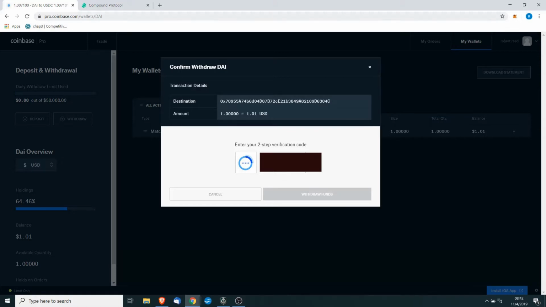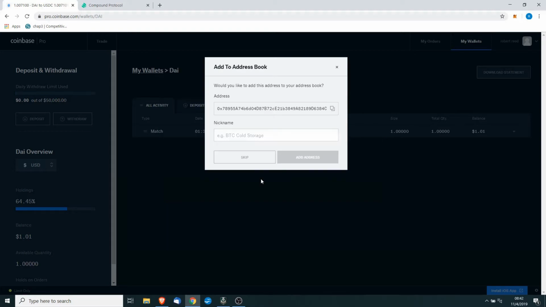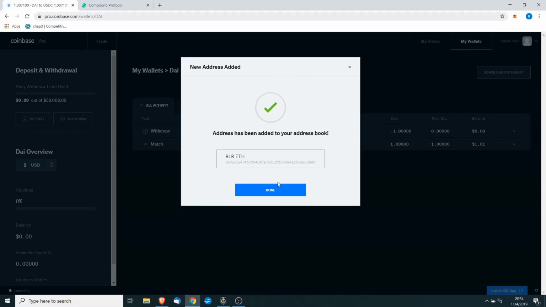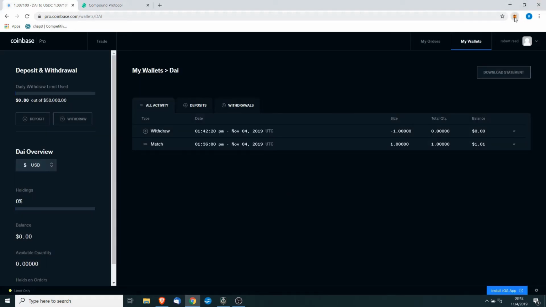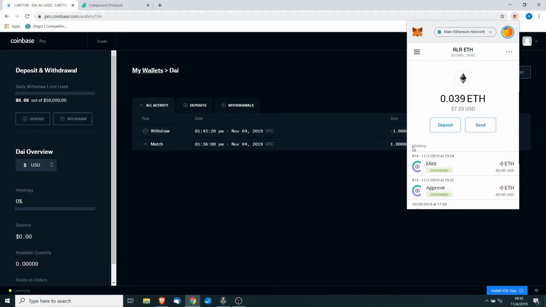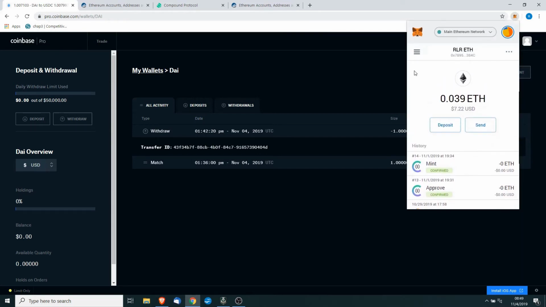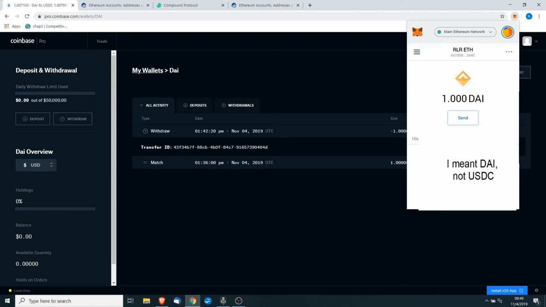It's going to ask for the two-step verification code, so let me just get out Google Authenticator really quick here. It is going to be, and we're going to click withdraw funds, and it is going to send this to our account. We're just going to wait a little bit, and then it will appear. So we can go to MetaMask and simply wait to receive this. Okay, it took just a few minutes, and now we see that our one DAI is in our wallet.